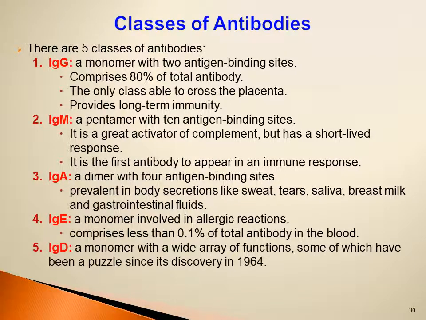And finally, the IgD is a monomer with a wide array of functions, some of which have been a puzzle since its discovery. Please remember that IgG, IgE, and IgD are monomers. They each have 2 antigen binding sites. IgM is a pentamer that has 10 antigen binding sites. IgA is a dimer and has 4 antigen binding sites.